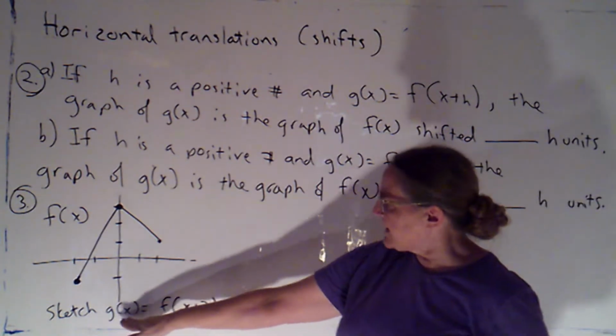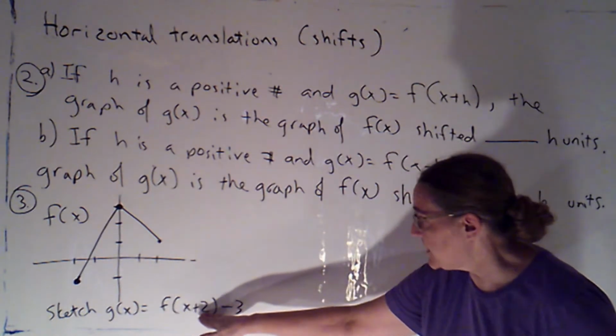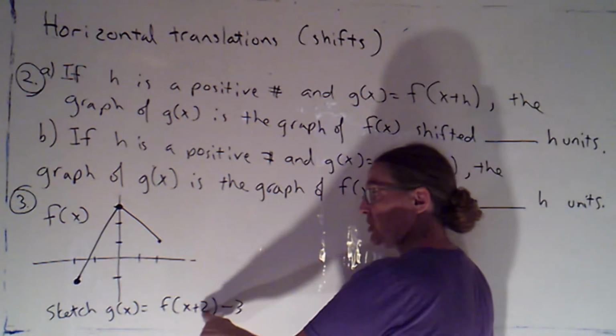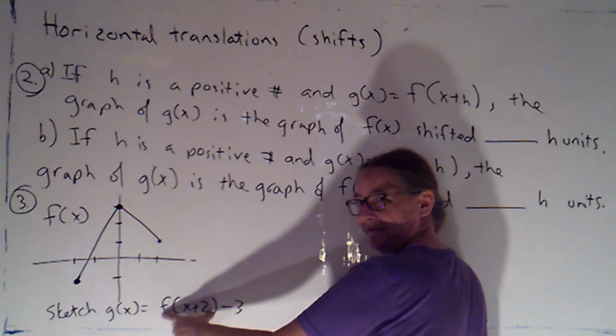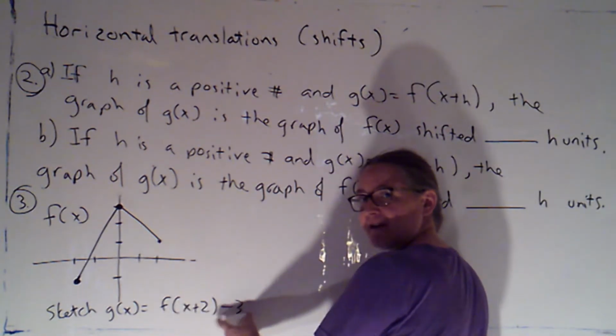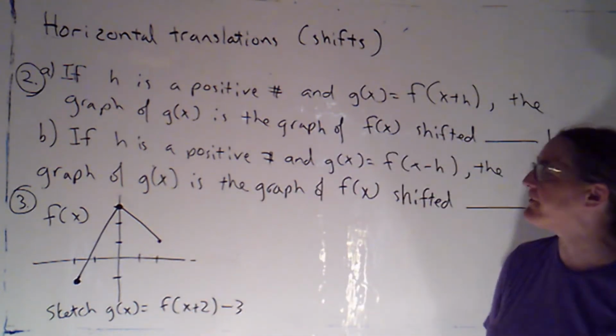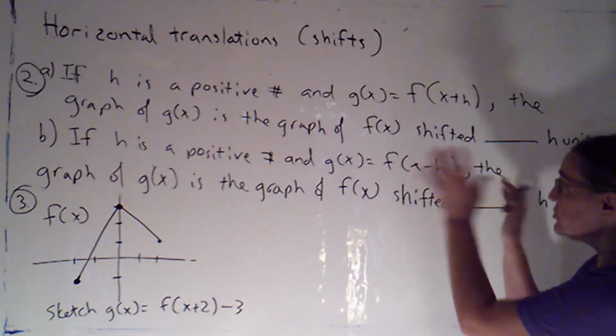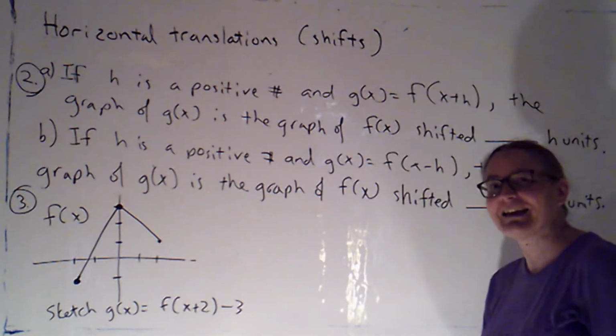I'm telling you that g of x is f of x plus 2 minus 3. So we're doing two things. We're adding 2 before we plug into f, and then we're subtracting 3. See if you can figure out what the graph of that looks like. Go ahead and pause the video now. Try to work those two problems out. Then tune back in and we'll check your answers.